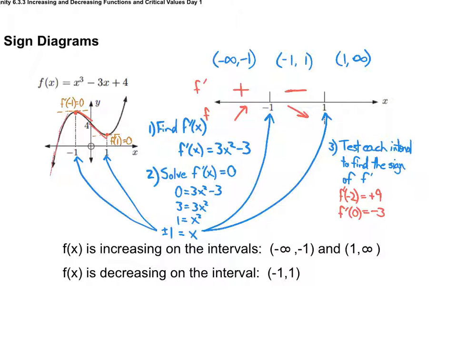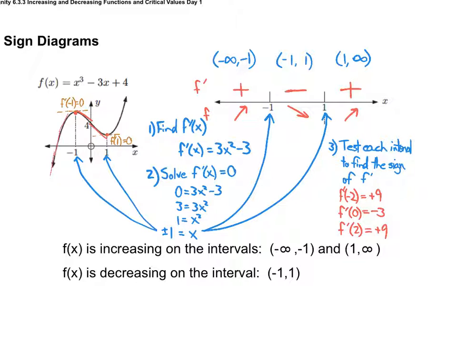And then the last one, I'll try 2, f prime of 2. 2 squared is 4 times 3 is 12 minus 3 is a positive 9. So it's positive, which means I'm back to increasing.